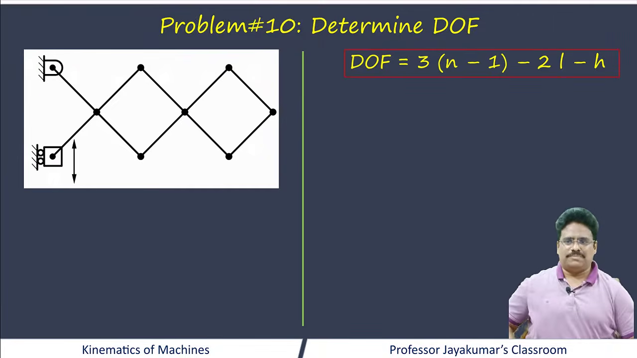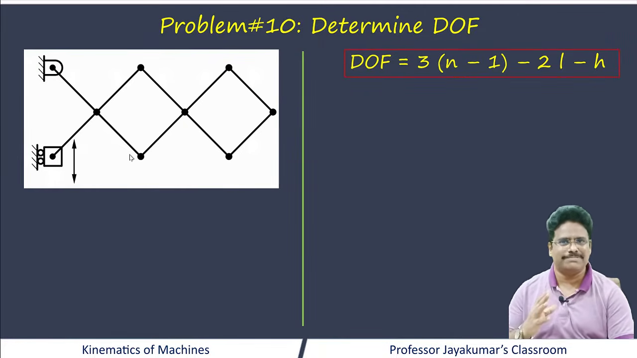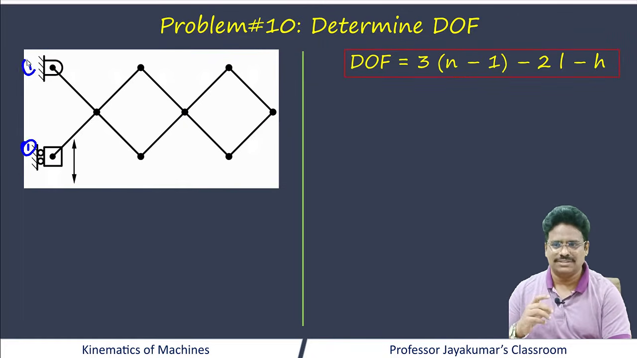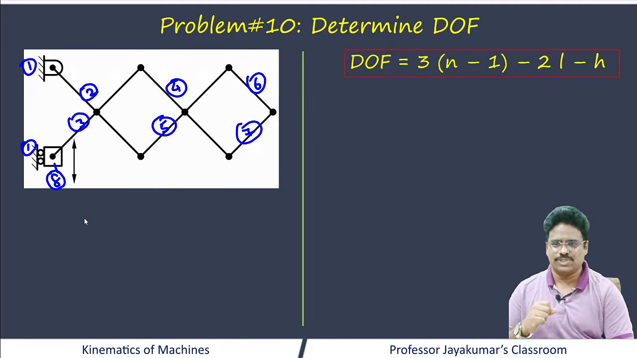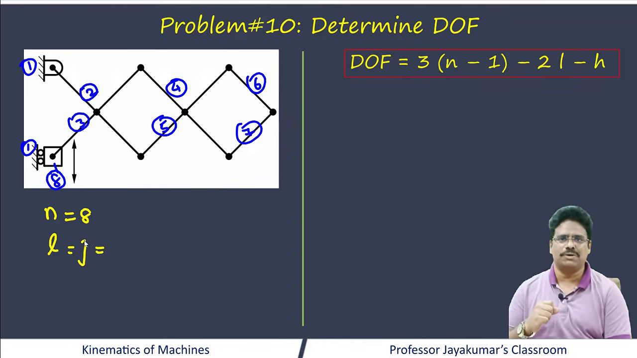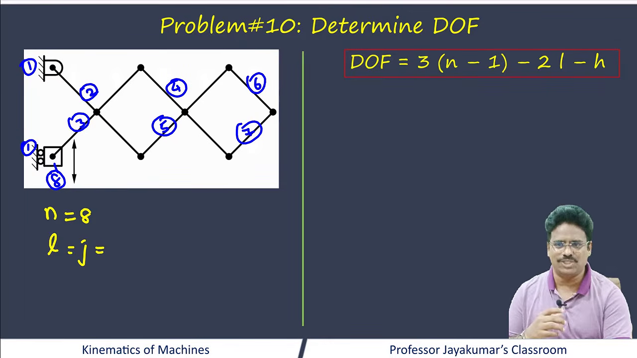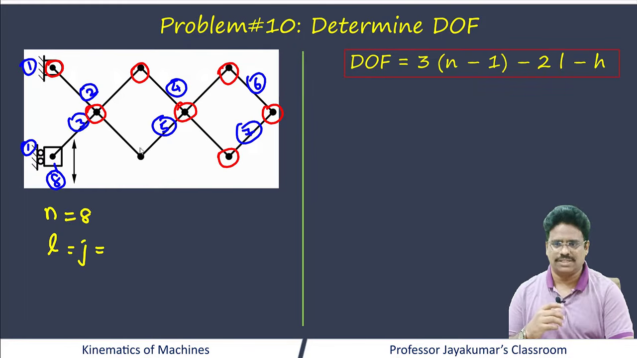It's the final problem. This problem is exactly the same as the previous one. So the number of links n is equal to 8 as in the previous problem. Now let us find the number of binary joints. 1, 2, 3, 4, 5, 6, 7, 8. Here we have 1, 9. So the number of binary joints is 9.